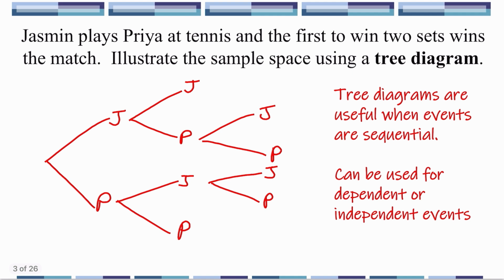They are useful when the events are sequential, but that doesn't mean that they're only used when events are sequential, and it doesn't mean that if the events are sequential that you can only use a tree diagram. It's just one way to illustrate your sample space, and these can be used for dependent or independent events.